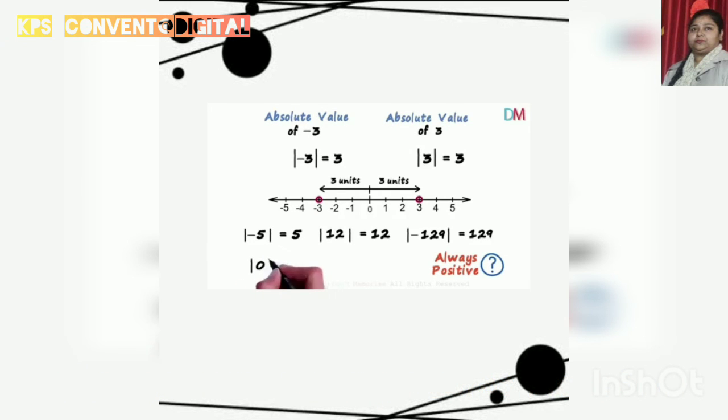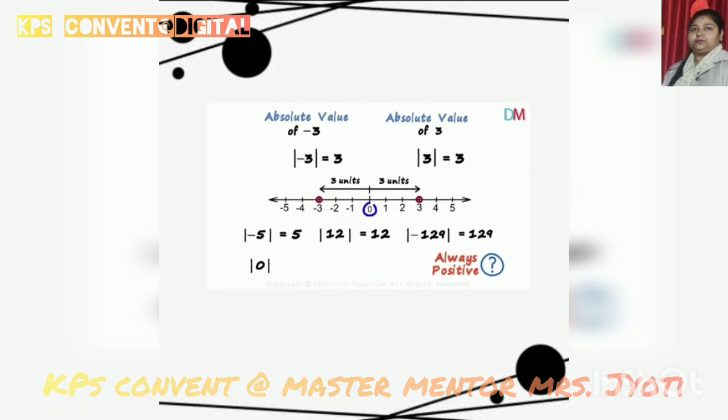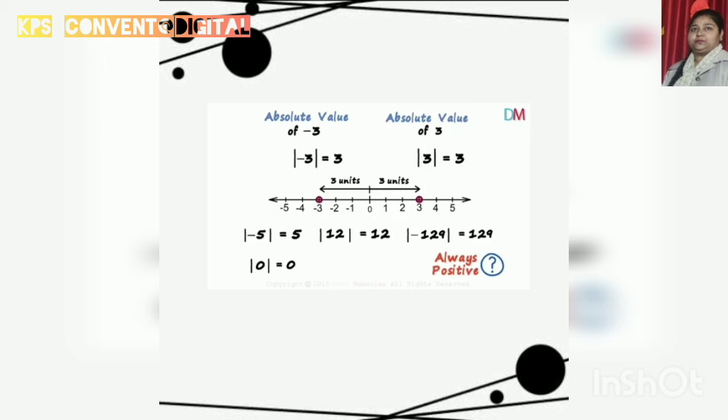Let me ask you another question that will help you answer this question. What is the absolute value of 0? 0 is 0 units away from 0. The absolute value of 0 is 0. Is 0 positive? No, it's neither positive nor negative. So it would be incorrect to say that the absolute value of a number is always positive. But you can say that it will always be non-negative, which means it will be 0 or positive.